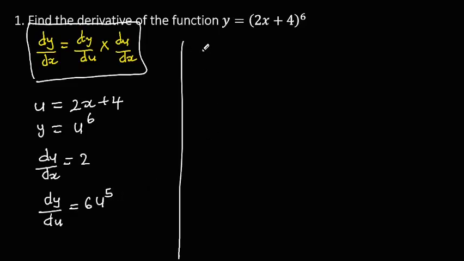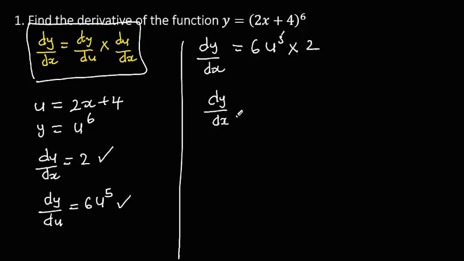The next thing you're going to do is substitute the derivative of u and the derivative of y in the chain rule formula. That is, dy/dx is equal to dy/du, which is this function, 6u raised to the power of 5, multiplied by du/dx, which is this value here, a 2. And from here, you just simplify. That is, dy/dx is equal to 6 times 2, you get a 12, then you multiply by u raised to the power of 5.